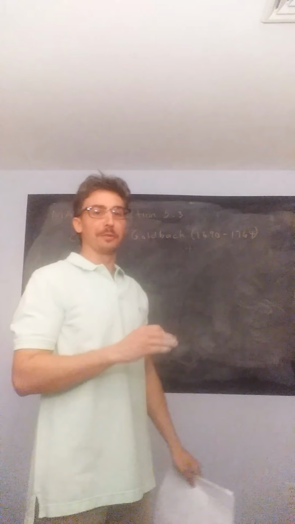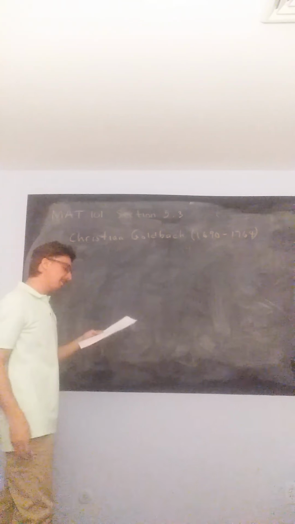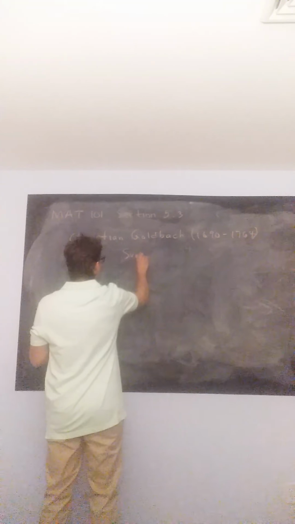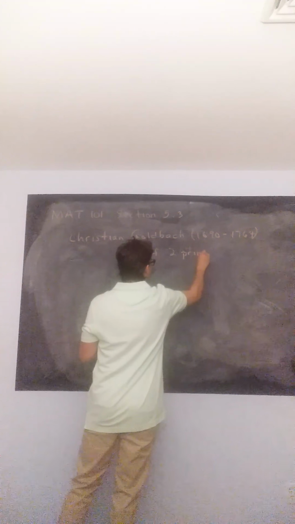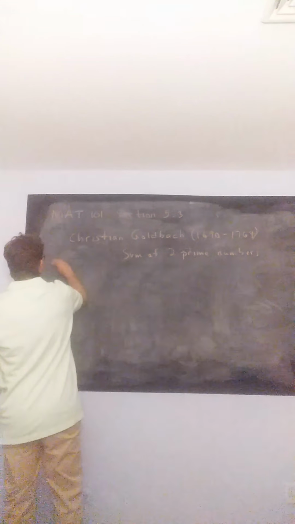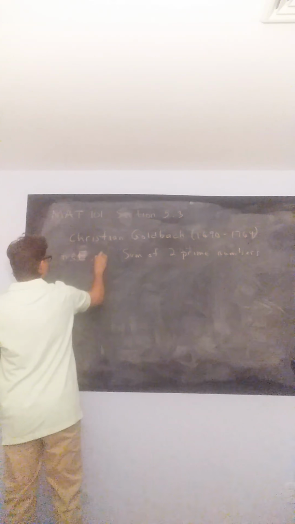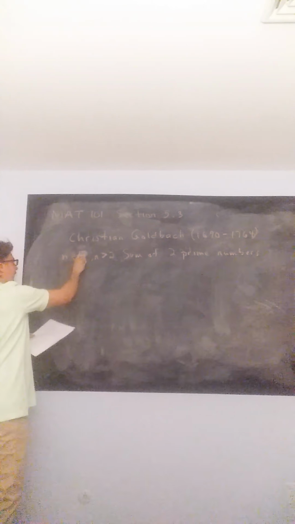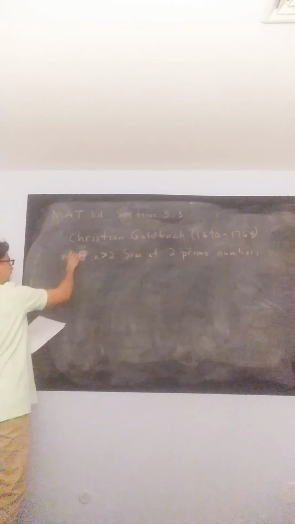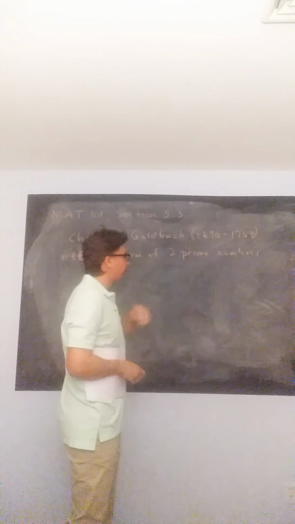So mathematicians are able to do a lot of things, but this is one thing they were not able to prove quite yet. His conjecture says that every even number greater than 2 can be written as a sum of 2 prime numbers. Sometimes we use the capital E to represent the set of even numbers. So every even number greater than 2 can be written as a sum of 2 prime numbers.